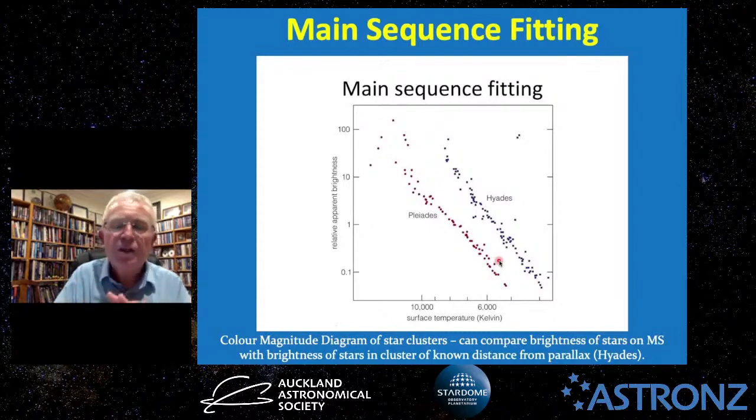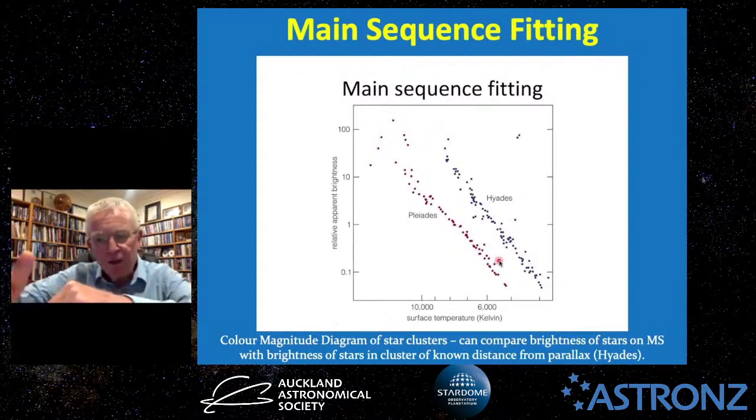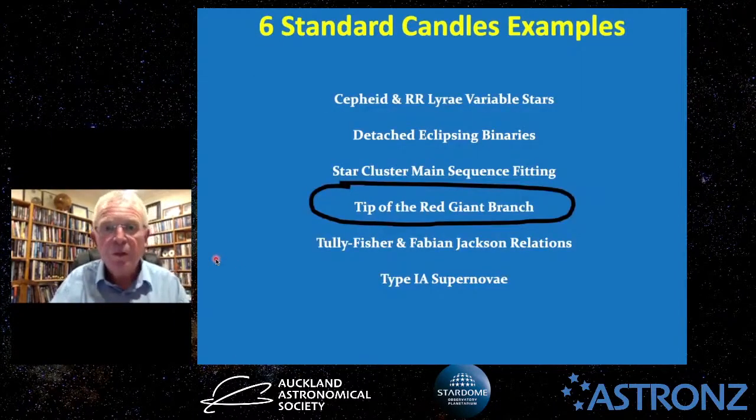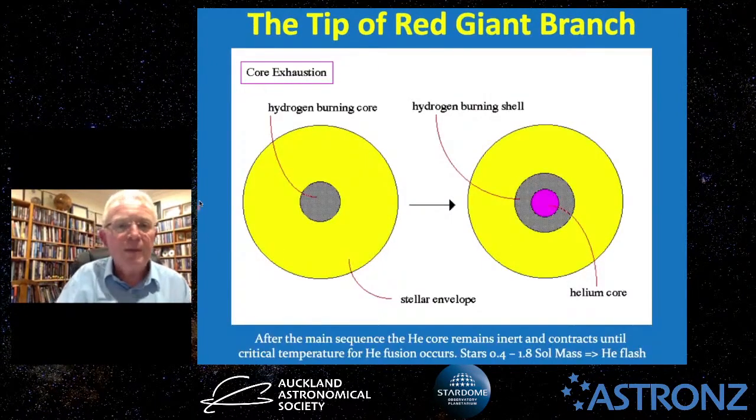So once again, there's formulas to do that. You know the distance to the stars in the Hyades for a given temperature through comparing with parallax measures. You're able to get a formula out and work out the distance to the stars in Pleiades and get the average distance, and that will give you the distance to the whole cluster. So that's one method that you see used not uncommonly. Tip of the red giant branch. This is a really cool one. So a little bit of background.